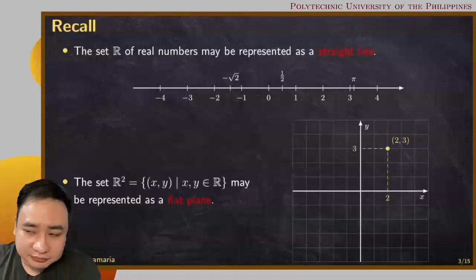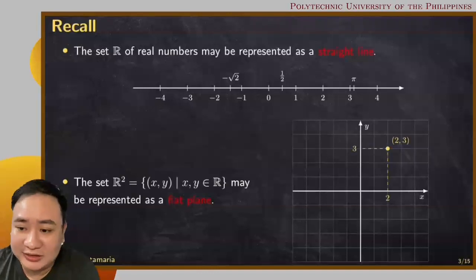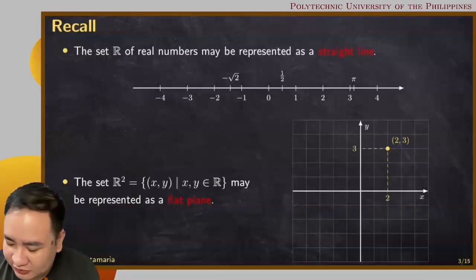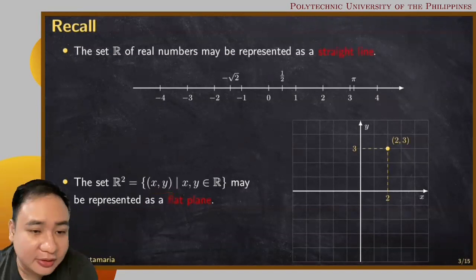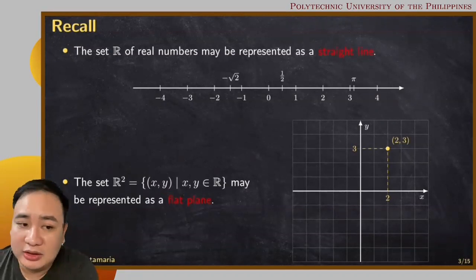And then, your teacher introduced you to a set of ordered pairs. Ordered pairs. When you say ordered pairs, ganito itsura niyan. X, Y. The set of all ordered pairs of real numbers is then represented by a flat plane. Now, ang tawag nyo dito sa flat plane na ito yung Cartesian plane.